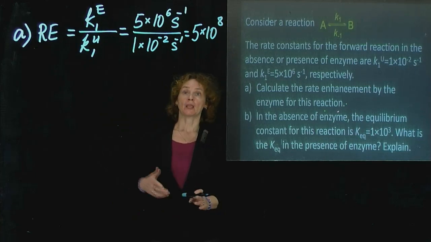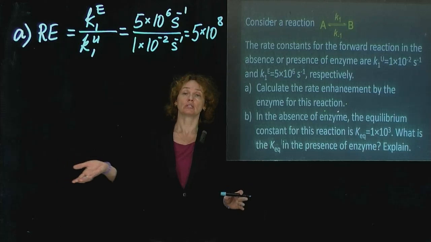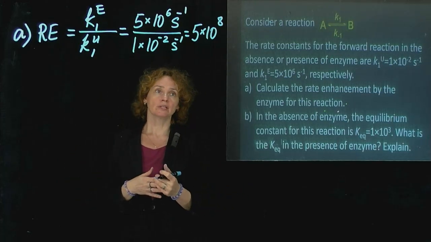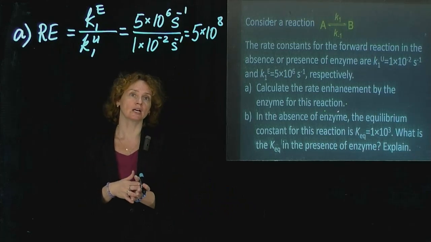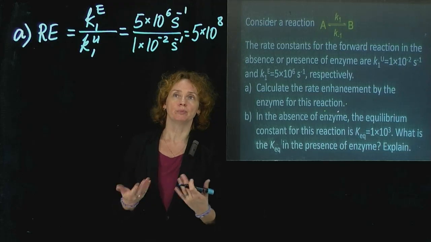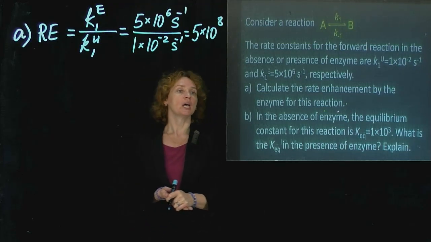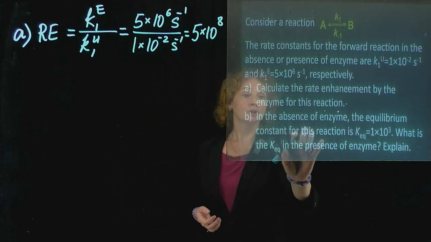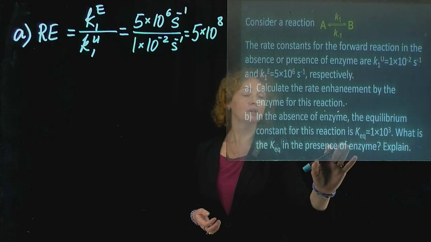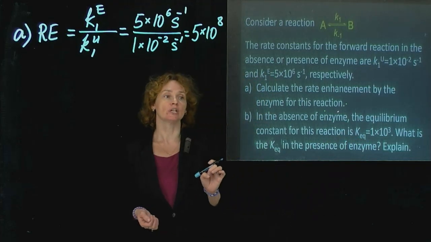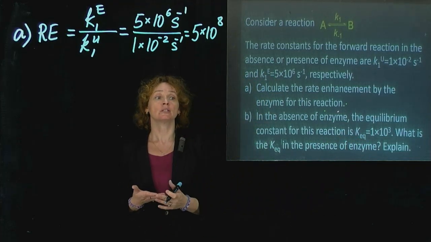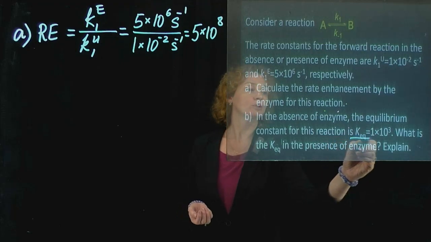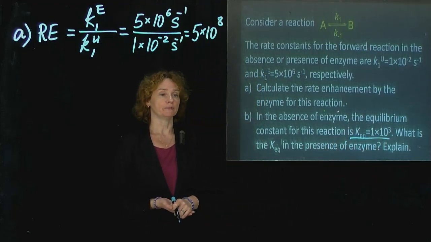So we know that from that we can actually estimate the decrease in the activation energy that the enzyme achieves, right? But here we're not asked to do that. We are asked to determine the equilibrium constant for this reaction in the presence of the enzyme, if in the absence of the enzyme it is equal to 1 by 10 to the third.